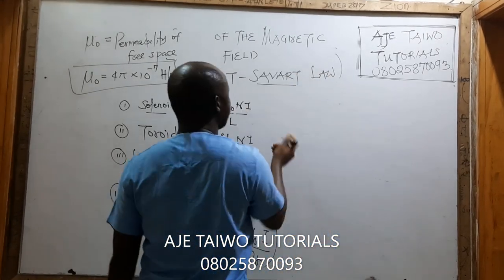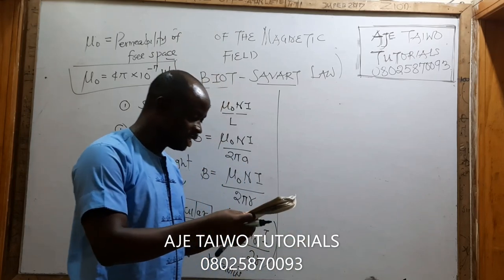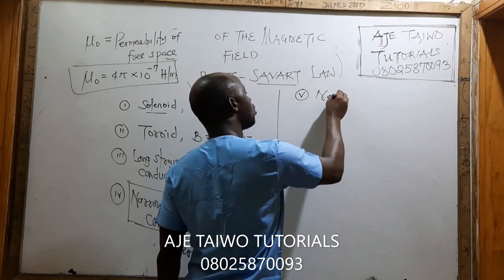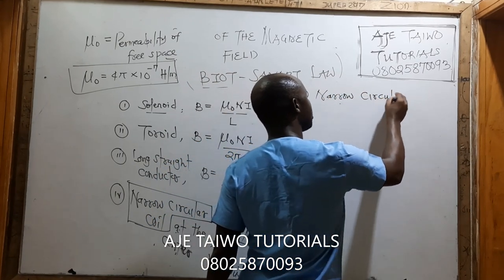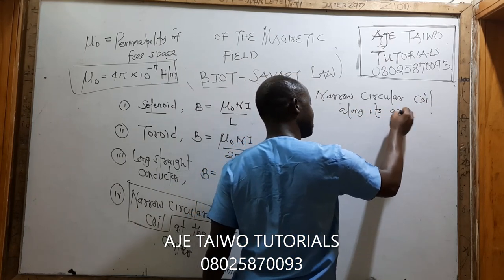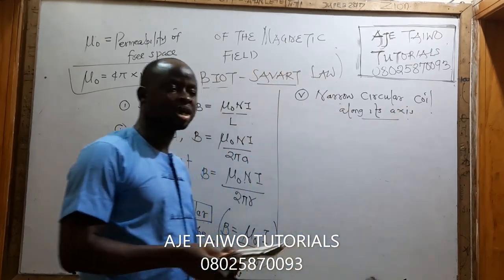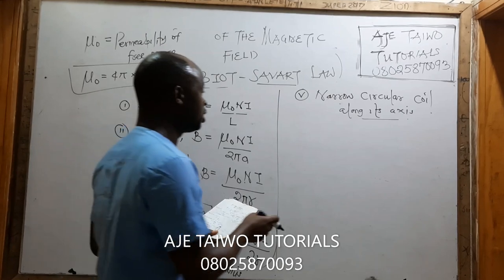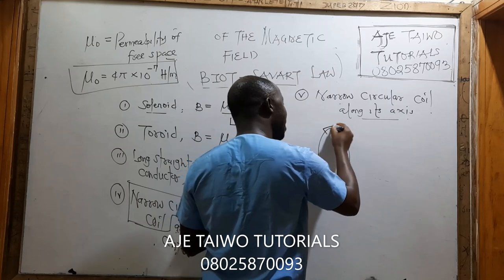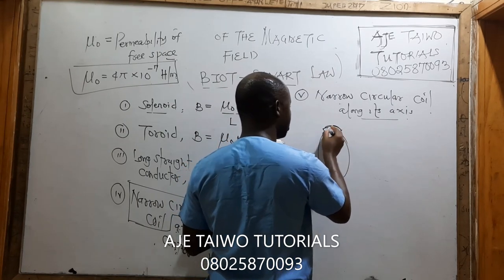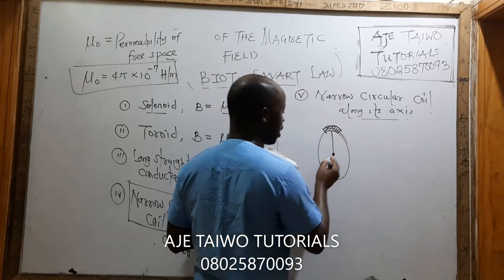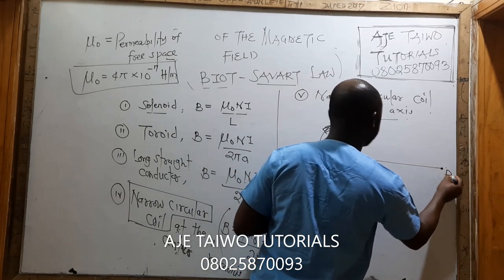Now let's see the narrow circular coil along its axis. Number five. Narrow circular coil along its axis. Look at the board. This is the narrow circular coil. This is the elemental part I'm considering, a small portion. This is the center of the coil. This is the radius of the coil. This is any point P.